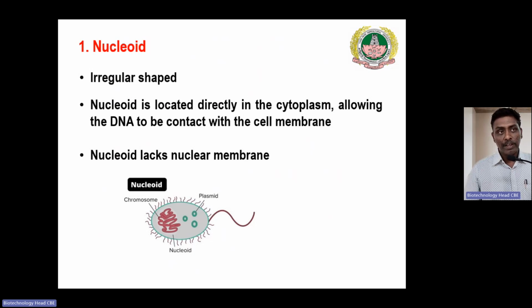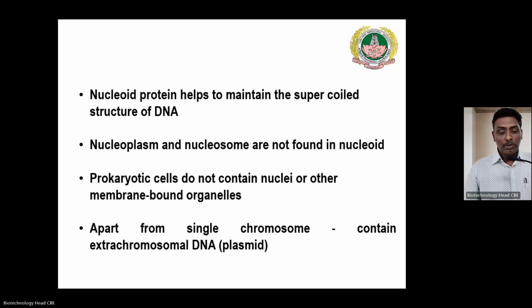Now we can see the nucleoid. What is the nucleoid? The nucleoid is of irregular shape. It is located directly in the cytoplasm, allowing the DNA to be in contact with the cell membrane. The nucleoid lacks a nuclear membrane in prokaryotes, or otherwise it doesn't have a well-developed nuclear envelope or protective membrane. The picture shows the nucleus of eukaryotes and the nucleoid of prokaryotes. The nucleoid proteins help to maintain the supercoiled structure of the DNA. Nucleoplasm and nucleosomes are not found in the nucleoid. They are normally present in eukaryotic cells.